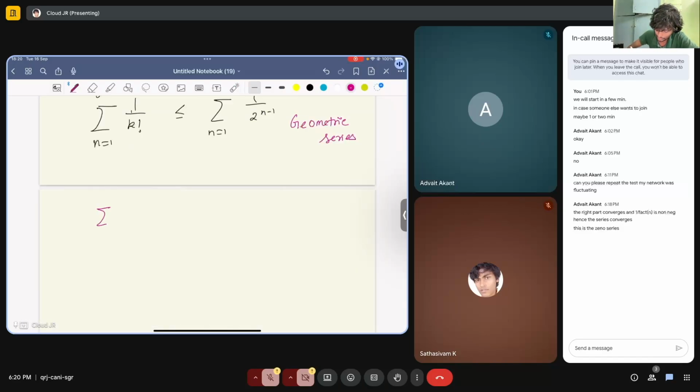goes like this. It's a summation r^n, n equal to 0 to infinity. This is nothing but 1/(1 - r), provided the modulus of r is strictly less than 1. Okay, and it diverges otherwise.